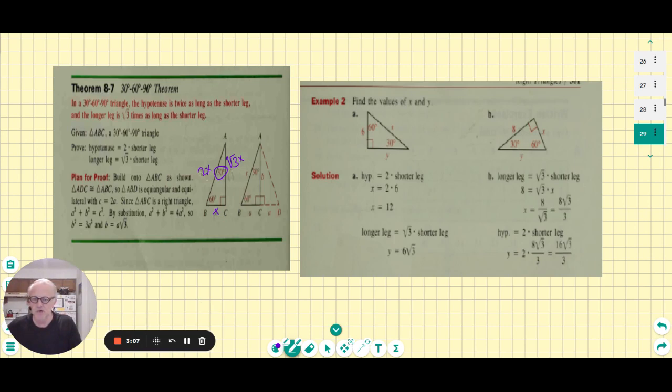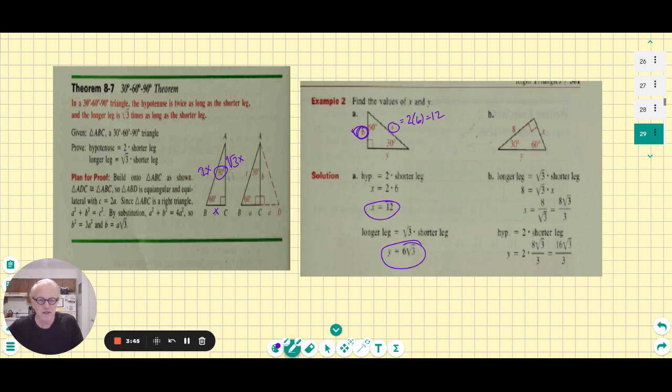So if you know it's a 30, 60, 90, you just need to know one of the side lengths to find the other two. So in this example 2a, we know the 30-degree angle is right here. So therefore the shortest side over here is 6. Over here is X. We know that is 2 times the shortest side, and that's equal to 12 for the hypotenuse. If we want to find Y, which is the other leg, it's just going to be square root 3 times the shortest leg, 6 square root 3.